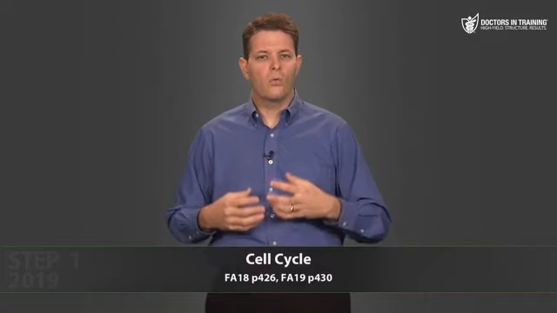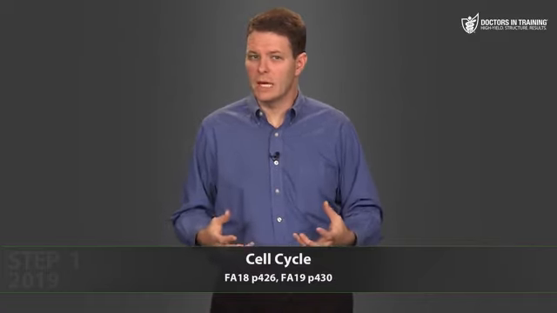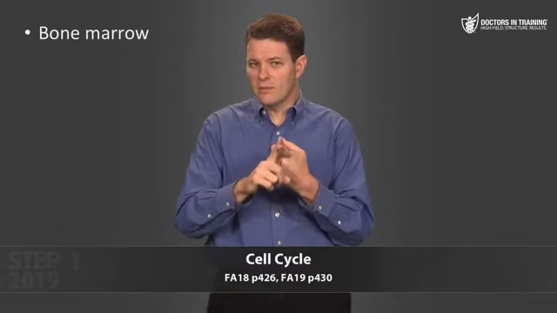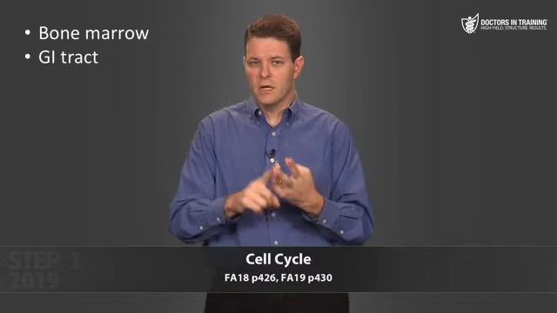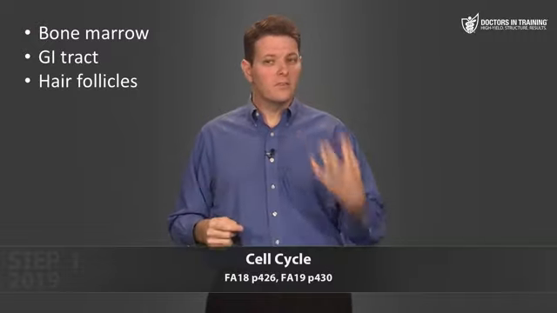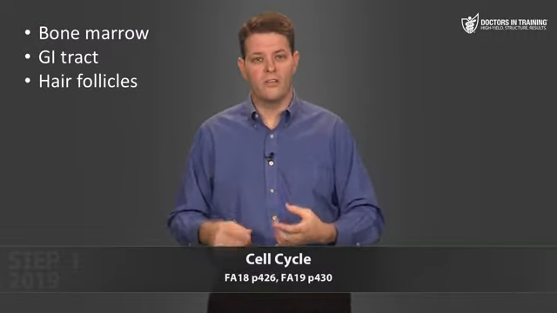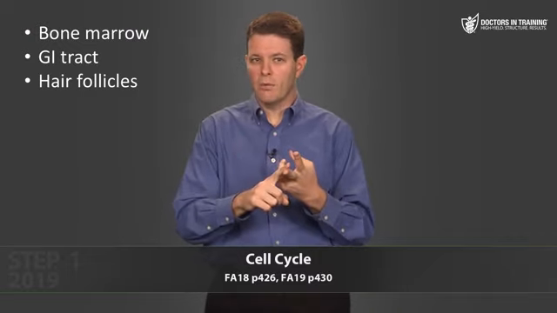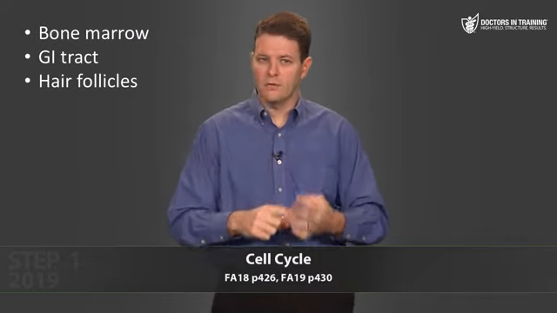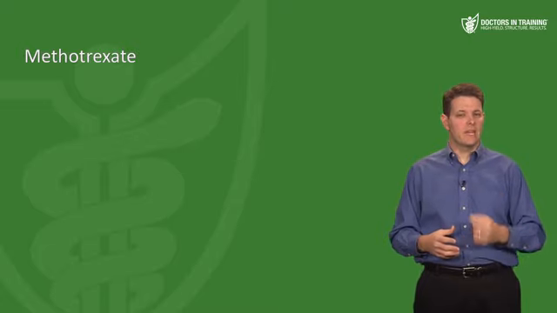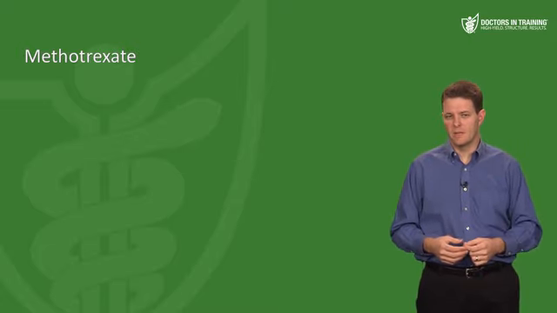So, where are rapidly dividing cells normally found in the body? Well, the hematopoietic cells of the bone marrow, the GI tract, and the hair follicles. So, lots of cancer drugs, in addition to blocking rapid division of cancer cells, will also cause bone marrow suppression, GI problems like diarrhea, and hair loss. So let's talk about some specific cancer drugs, starting with methotrexate.